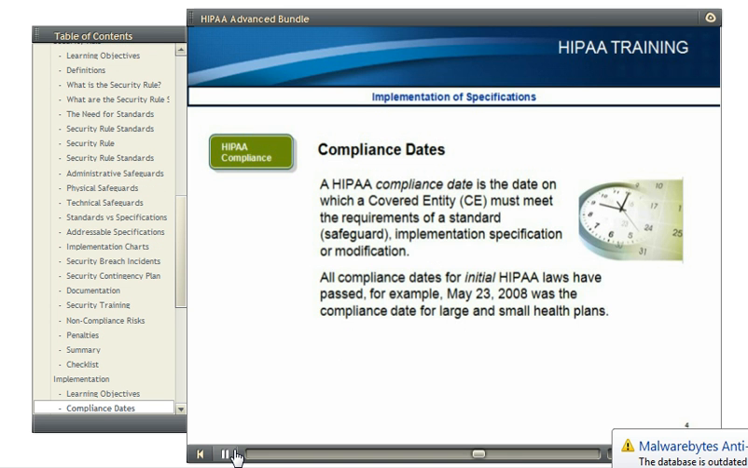Compliance dates. A HIPAA compliance date is the date on which a covered entity, CE, must meet the requirements of a standard, safeguard, implementation specification, or modification. All compliance dates for initial HIPAA laws have passed. For example, May 23, 2008 was the compliance date for large and small health plans.